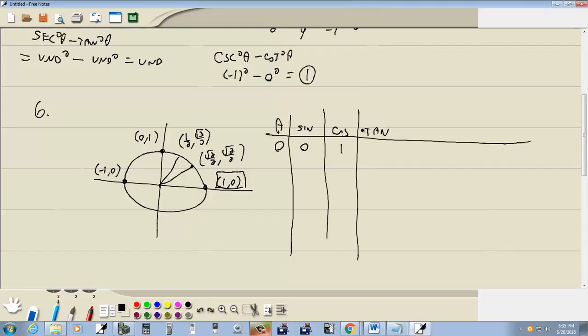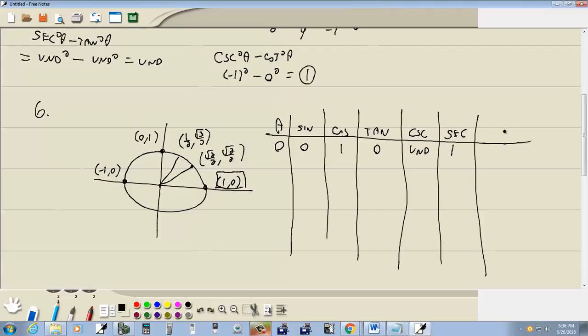Tangent is sine over cosine. 0 over 1 is 0. Cosecant is 1 over y, and y is 0, so that's undefined. Secant is 1 over x, so that's 1 over 1, or 1. And cotangent is cosine over sine, or x over y, but either way it's undefined.